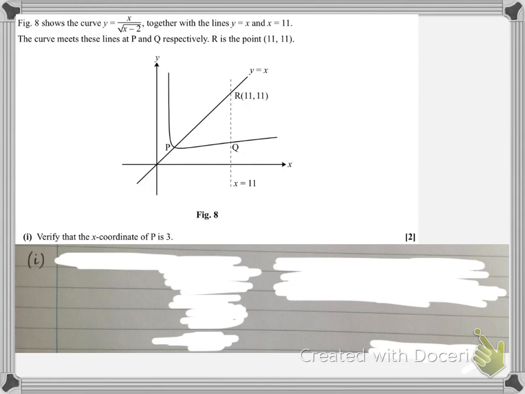This is a fairly standard C3 section B question involving some differentiation and integration. In the first part, all we have to do is to verify that the x-coordinate of P is 3.